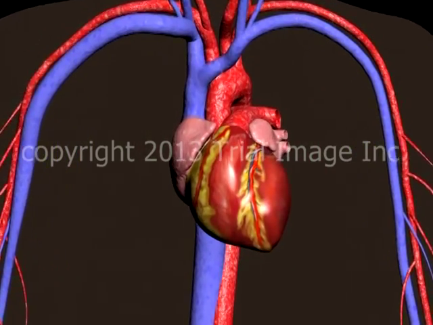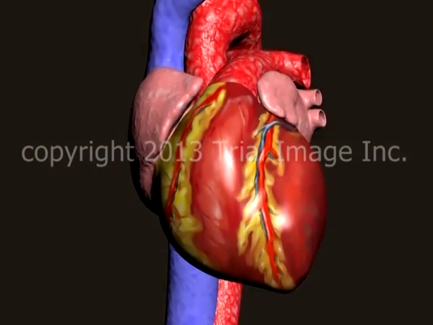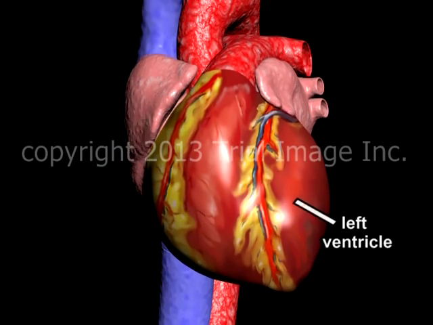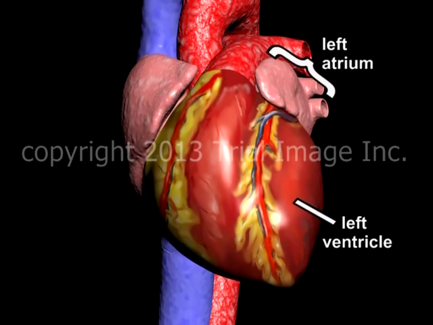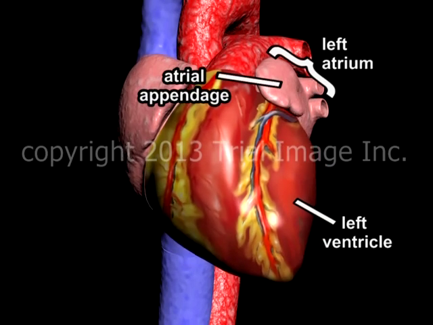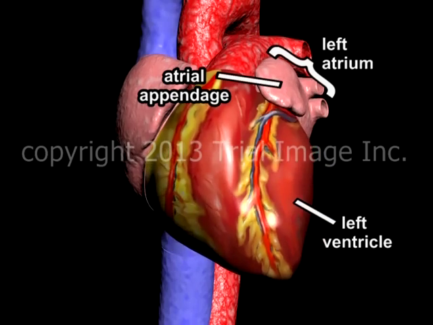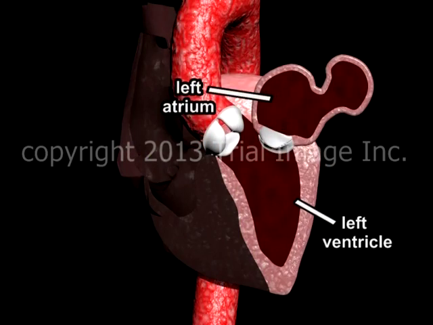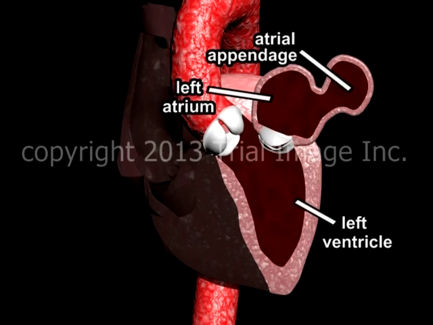Let's take a look at a little bit of cardiac anatomy to set things up. Here we see the left ventricle and the left atrium, the small chamber on top, with the atrial appendage. And in cross-section, we see the left atrium, and we've unfolded the atrium here for clarity to show how the atrial appendage is kind of an extended chamber off the atrium itself.